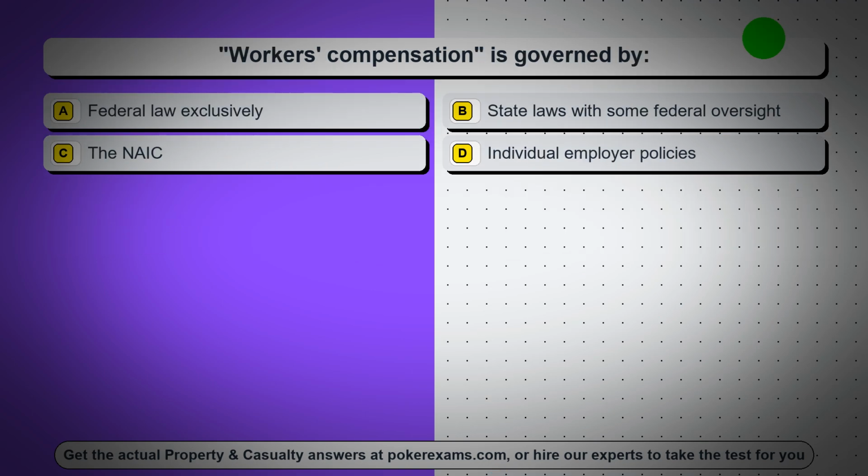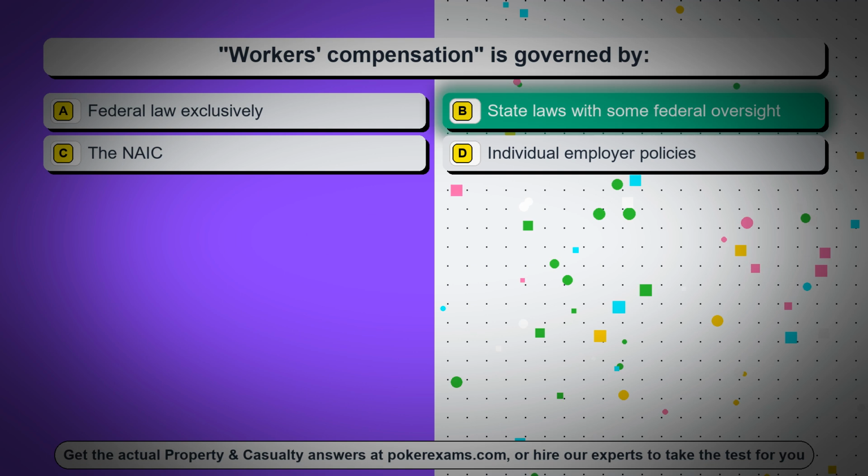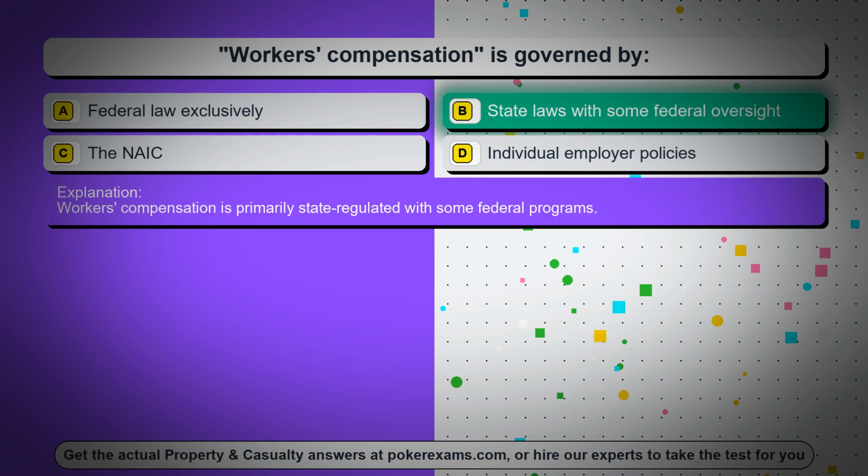Question 61. Workers' compensation is governed by: Option A, federal law exclusively. Option B, state laws with some federal oversight. Option C, the NAIC. Option D, individual employer policies. The correct answer is option B, state laws with some federal oversight. Workers' compensation is primarily state-regulated with some federal programs.